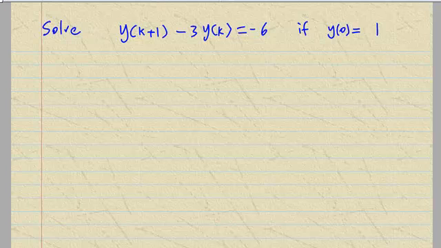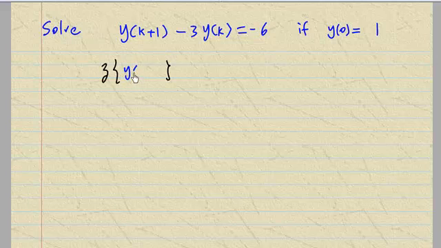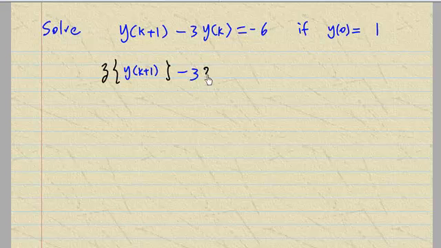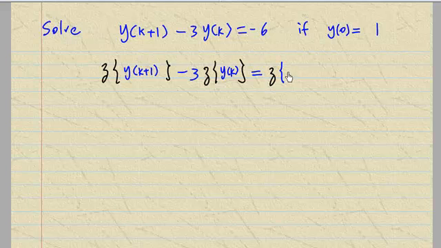If we are going to solve this by Z transform, we are going to take the Z transform for every term in this equation. So this means I have the Z transform of y of k plus 1 minus 3 times the Z transform of y of k is equal to the Z transform of negative 6. Now let's look at the Z transform of each term. I'm going to look at the Z transform of negative 6.